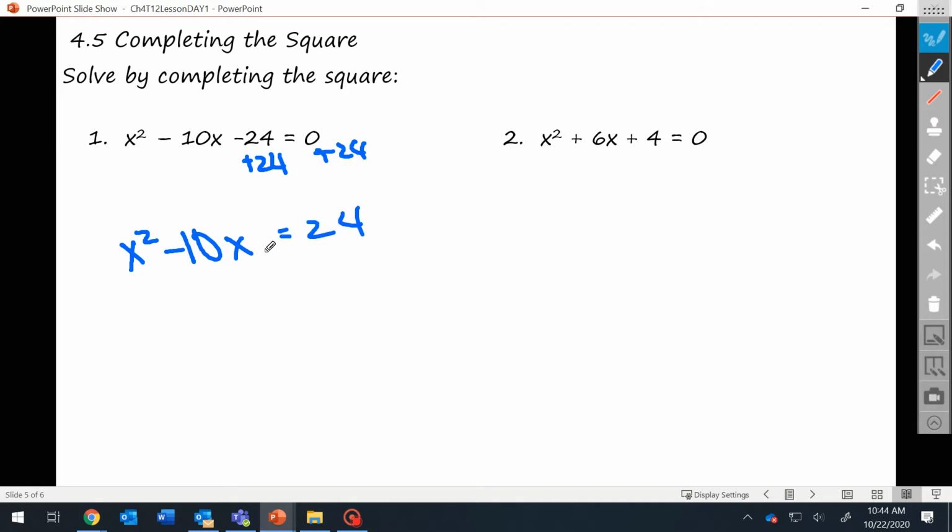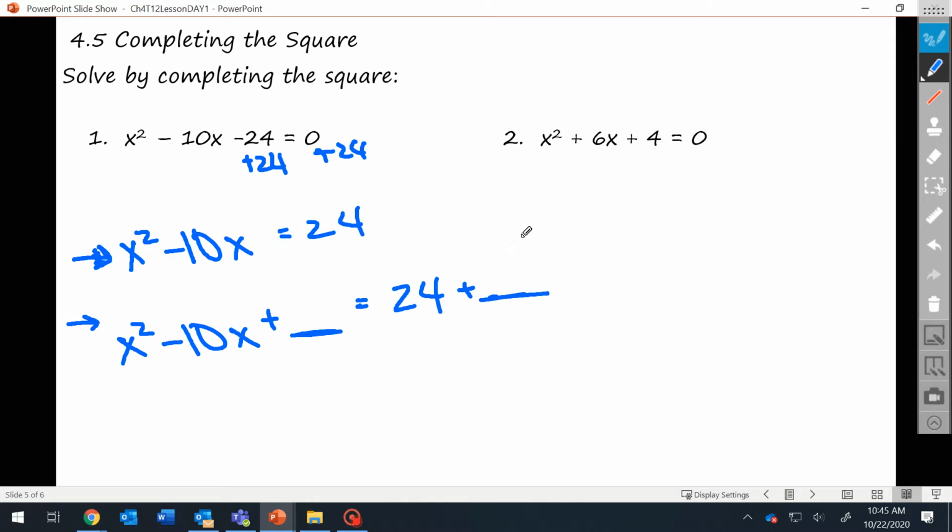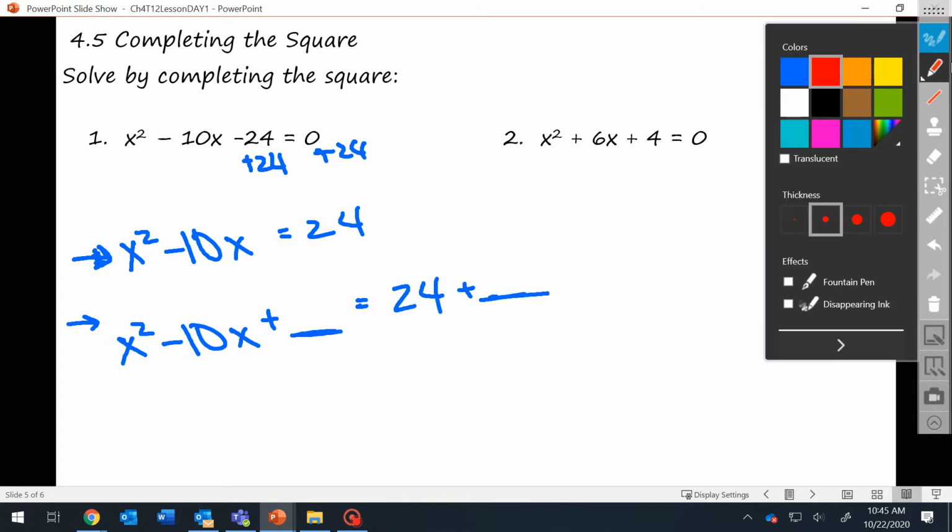Alright. I want to complete the square on the left side. I want to make a perfect square trinomial, which means I'm going to have to add something to the left side, some c value to make this a perfect square trinomial. However, you can't just add something to the left side without doing it to the right side. So I'm also going to add whatever that value is to the right side.